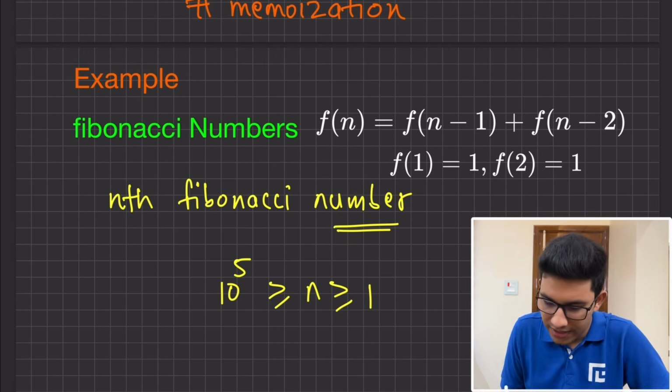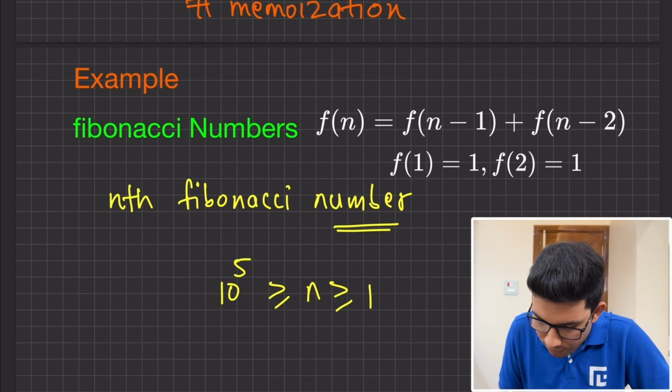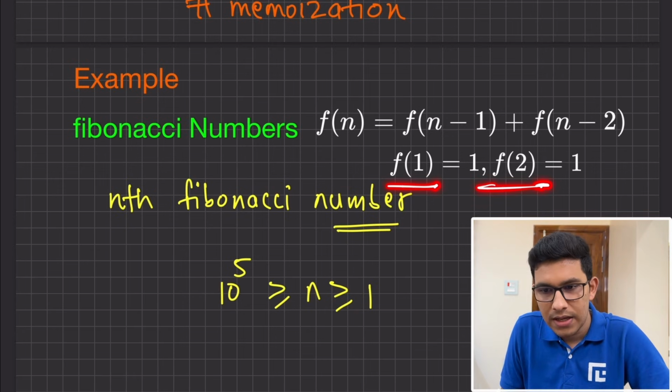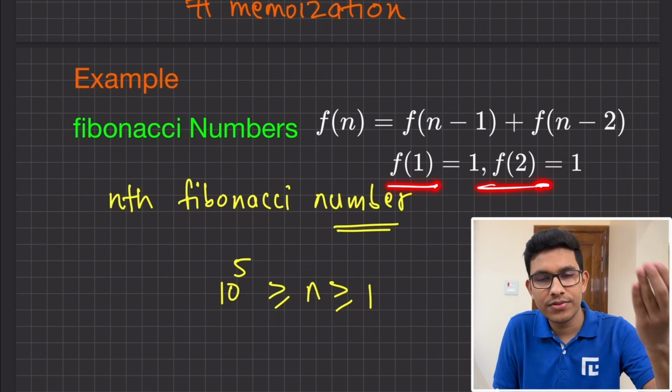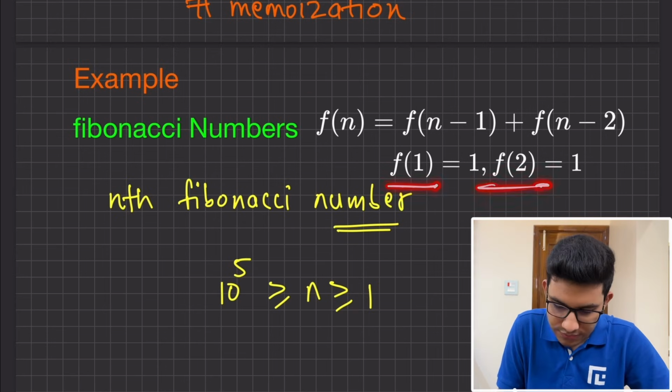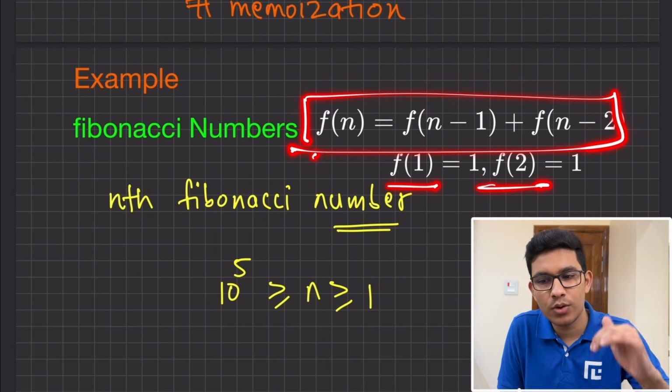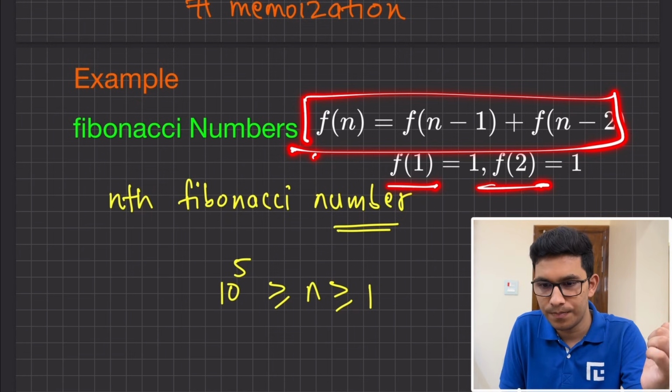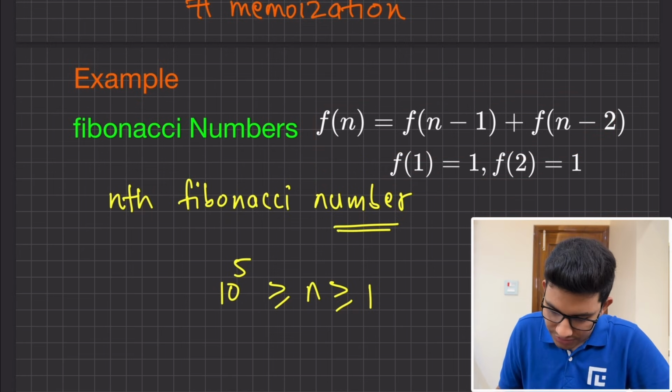So what is a Fibonacci number? A Fibonacci number is defined like this, that f of 1 is equal to 1, f of 2 is equal to 1. And going beyond that, like f of 3, f of 4, all of these are calculated using this formula. That f of n is equal to f of n minus 1 plus f of n minus 2.